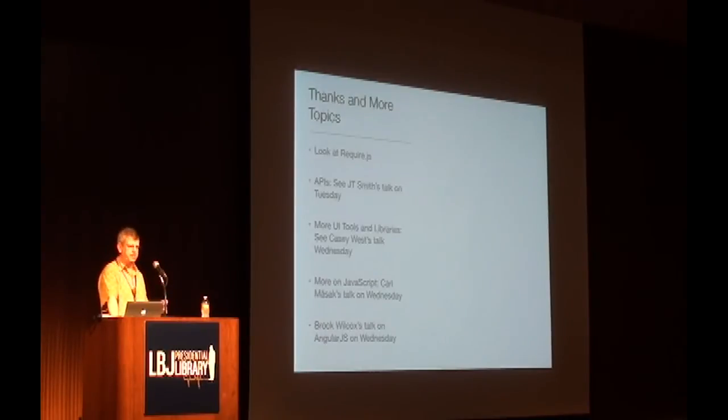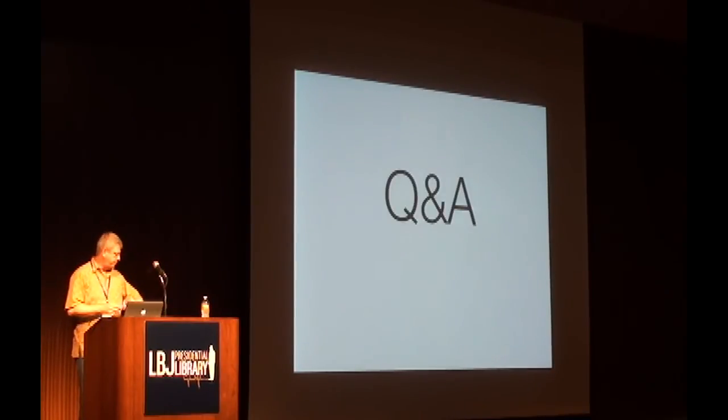JT Smith, who I believe is giving a talk Tuesday morning about API design for web services. My colleague Casey West is giving another talk on front-end UI tools and libraries, and that's on Wednesday. Carl Masick is giving a general talk on the state of JavaScript on Wednesday, and then Brock Wilcox is talking about another library for doing model view controller that follows a different design philosophy than Backbone.js. It's called AngularJS. It's been developed over at Google, and he's giving a talk on that on Wednesday afternoon. So we have 3 minutes left for questions.